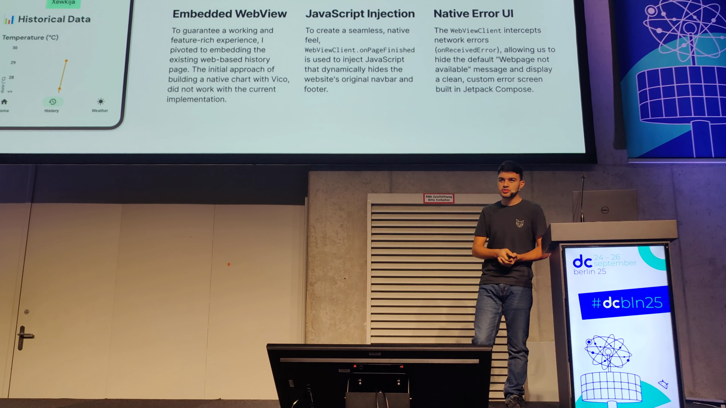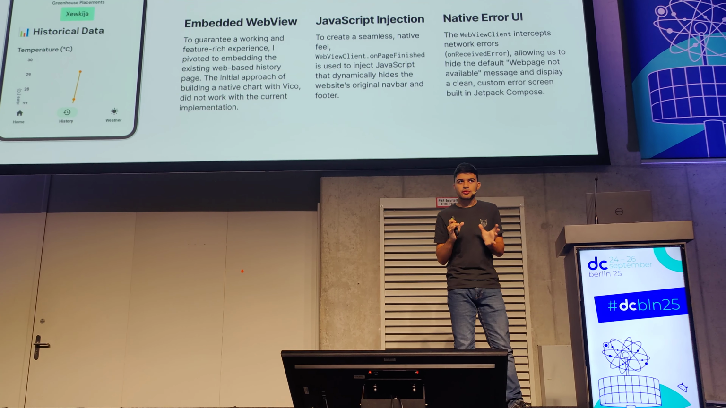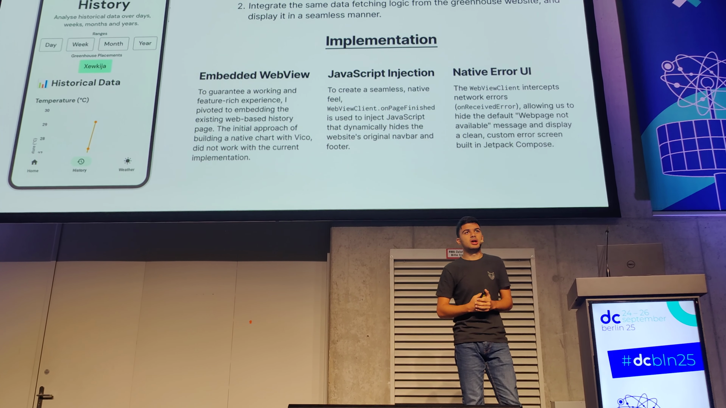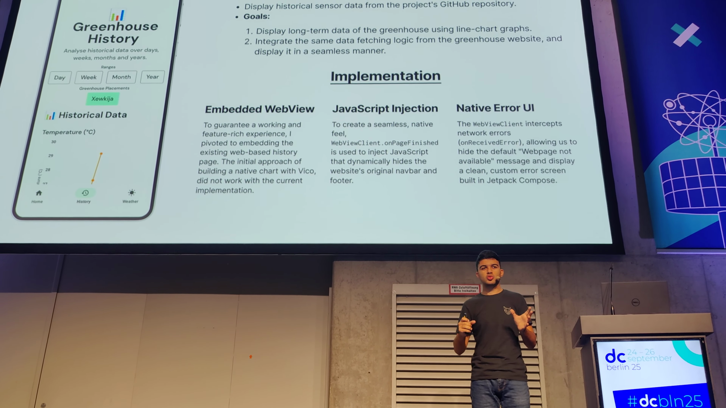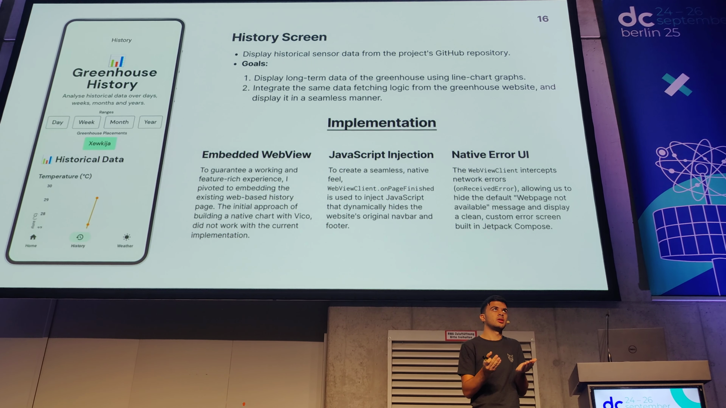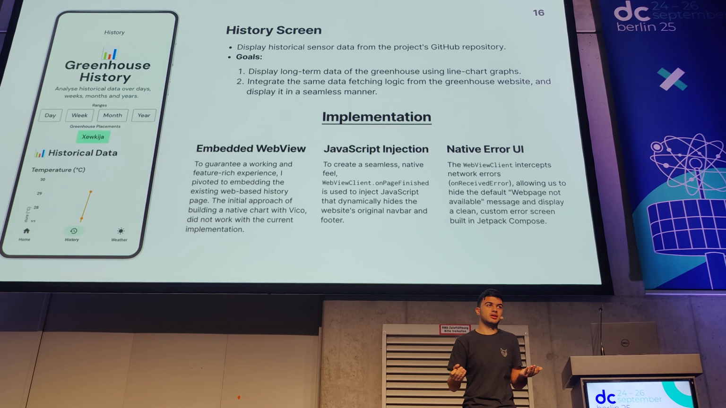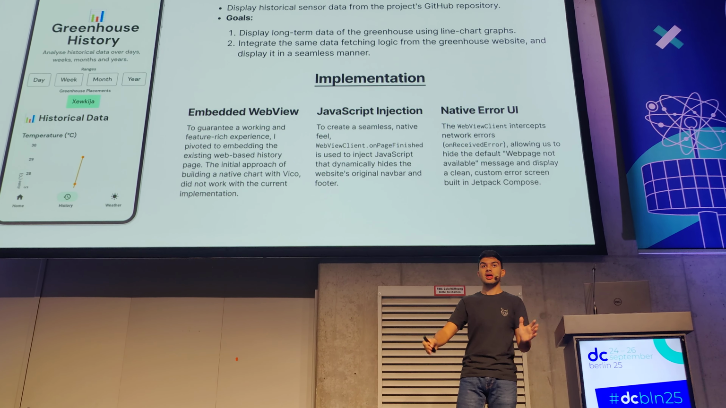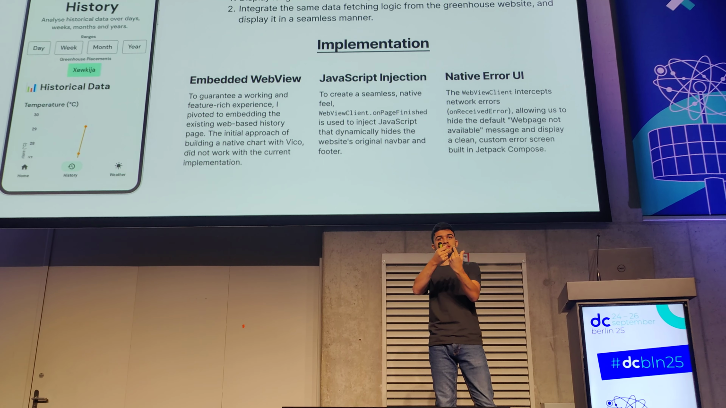Moving on to the history screen. This is where I had a bit of trouble, especially when moving to Kotlin and Jetpack Compose. I didn't manage to integrate native graphs yet, and also the nature of the JSON files is very sporadic. So the greenhouse may be offline from 8 p.m. to 8 a.m. So hence we have gaps in the x-axis time variable.